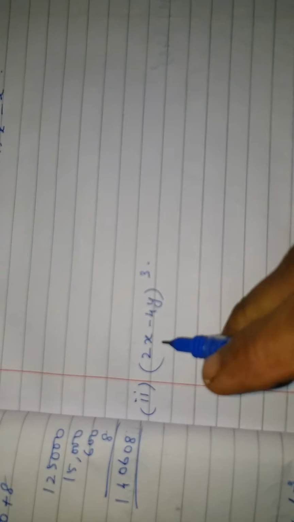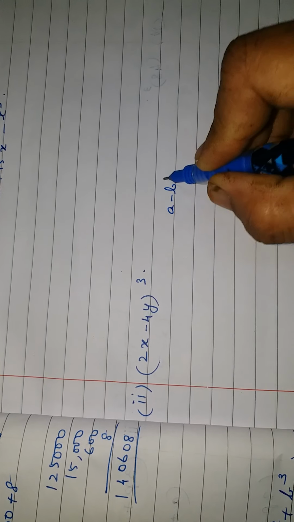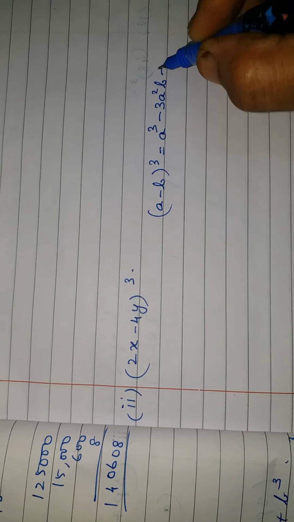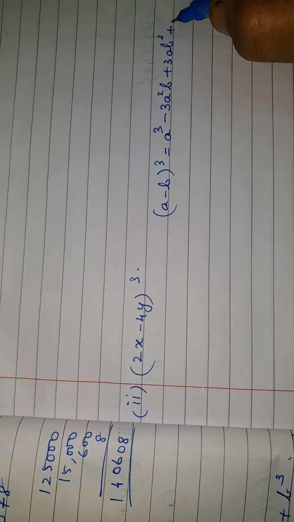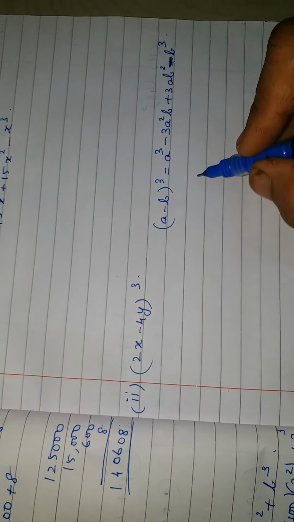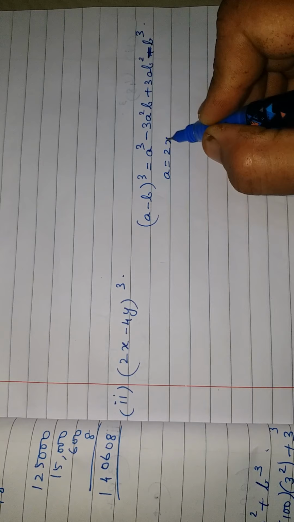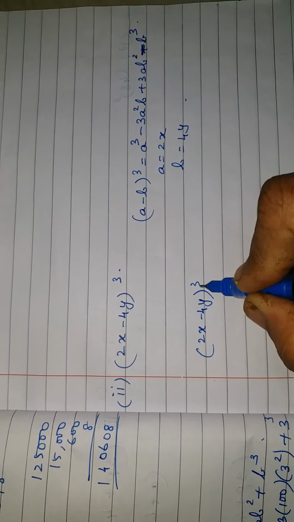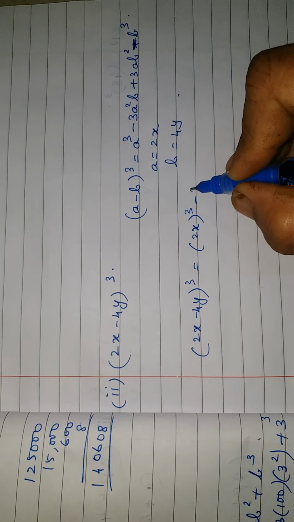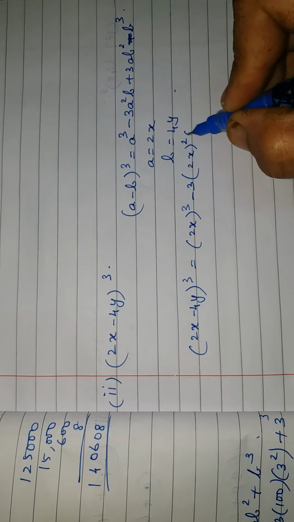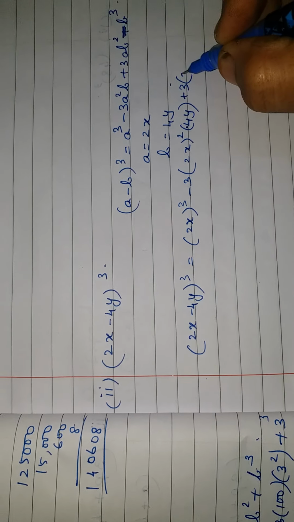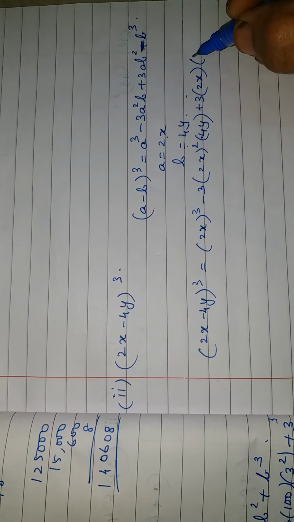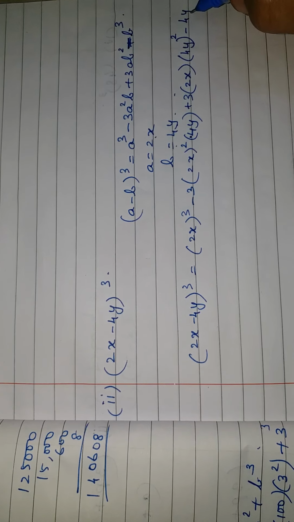For the next sum you have (2x − 4y) the whole cube. Again you write the formula: (a − b) the whole cube is equal to a cube minus 3a square b plus 3ab square minus b cube. Here you have a as 2x and b is equal to 4y. So (2x − 4y) the whole cube is equal to (2x) the whole cube minus 3 into (2x) the whole square into 4y plus 3 into 2x into (4y) the whole square, minus (4y) the whole cube. Wherever you have a you write 2x, and wherever you have b you write 4y.